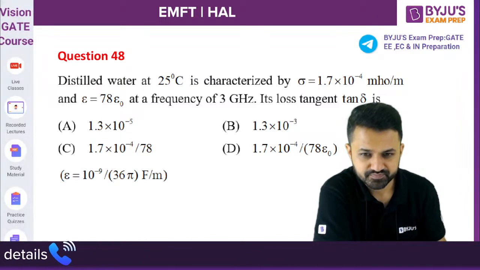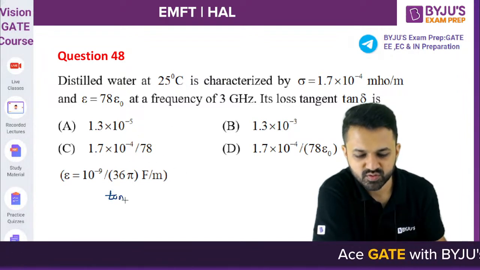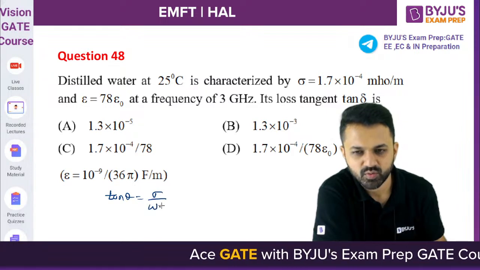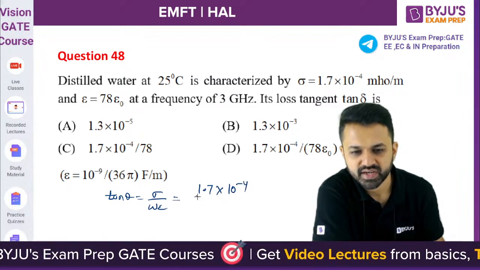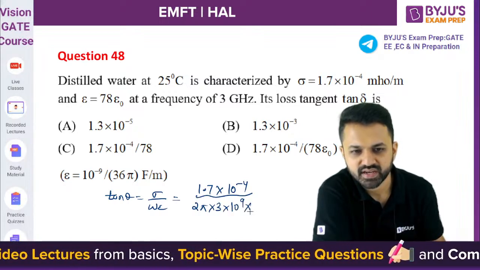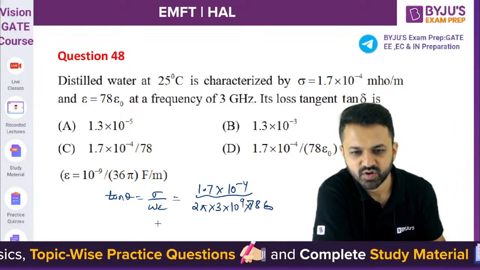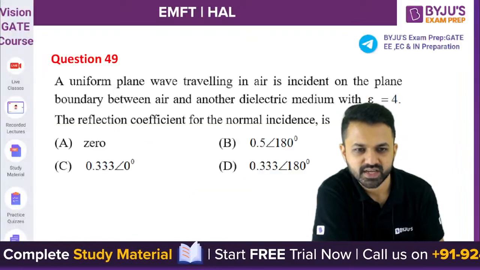Next. Question number 48. Here we want to calculate the loss tangent. So tan theta is equal to sigma upon omega epsilon. So it is 1.7 into 10 to the power minus 4, divided by 2 pi into 3 into 10 to the power 9, and epsilon is 78 epsilon naught. When you solve it, you will get this answer. Okay. I am telling you the answer directly.